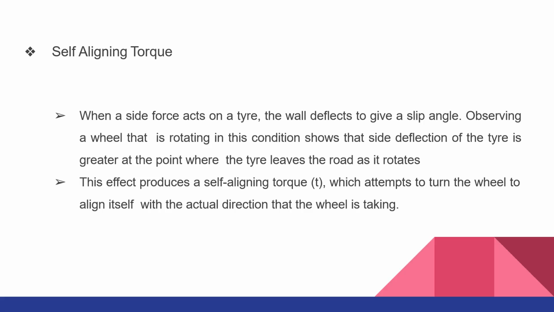Self-aligning torque. Self-aligning torque means that when a tire is acted on by a side force, the tire wall or the side of the tire deflects by a small angle, and that is known as the slip angle. During this condition, the side deflection of the tire is greater where the tire leaves the road as it rotates. So during slipping, one portion of the tire will lose contact with the road. That is where the deflection is more.